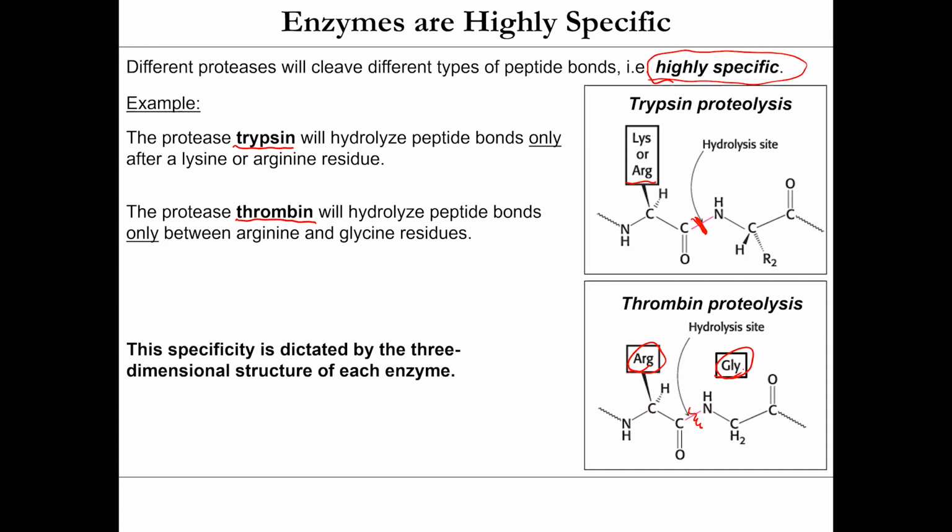So trypsin and thrombin have a lot of features in common, including the residues that catalyze this reaction. However, they have slight or major differences in the three-dimensional structure of each enzyme that dictates this highly specific activity.